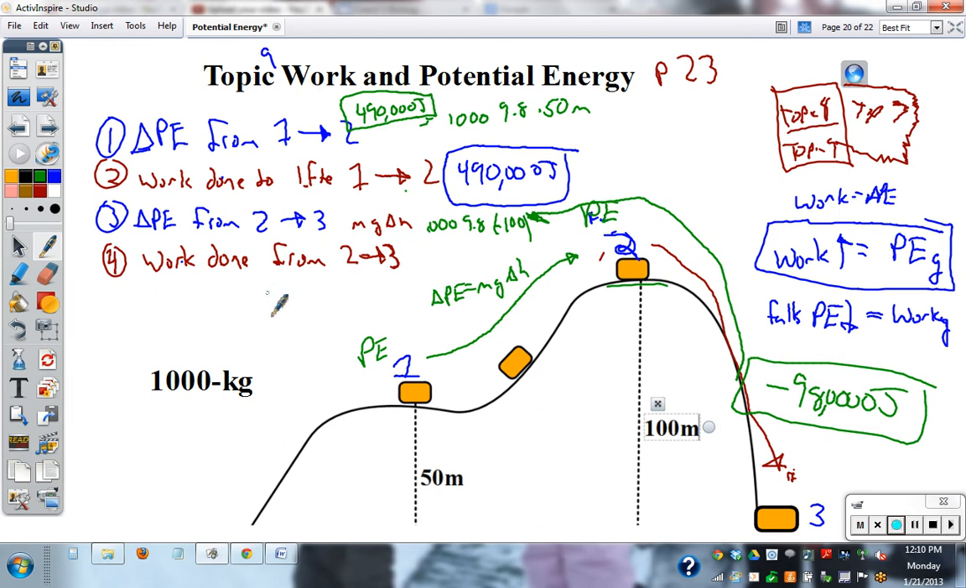So I'm out of space, but you're still working. So how much work was done by gravity? Well, gravity is the force that's pulling it down over that distance. Well, we don't really want to do all that. You can just know that it's the same. Gravity did 980,000 joules. Now the work done by gravity is positive because the distance is downward and the force by gravity is downward.